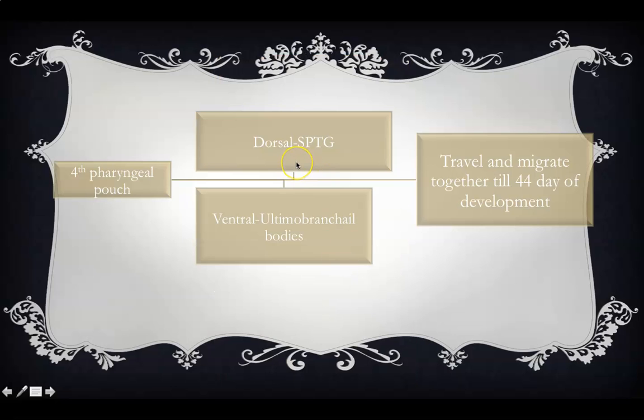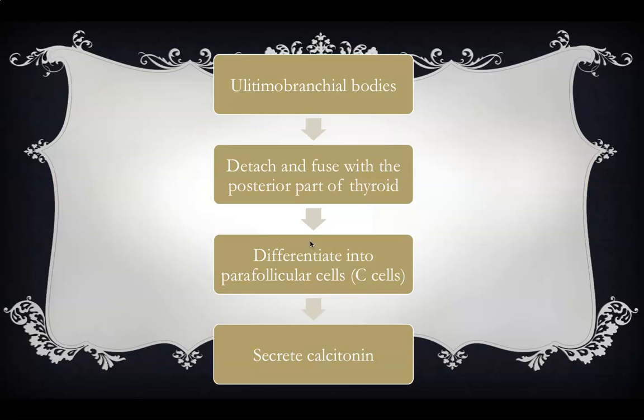Now if you see here, the dorsal part forms superior parathyroid gland and the ventral part forms ultimobranchial bodies, which are restricted to the thyroid gland. That's why superior parathyroid gland does not have a variable location.